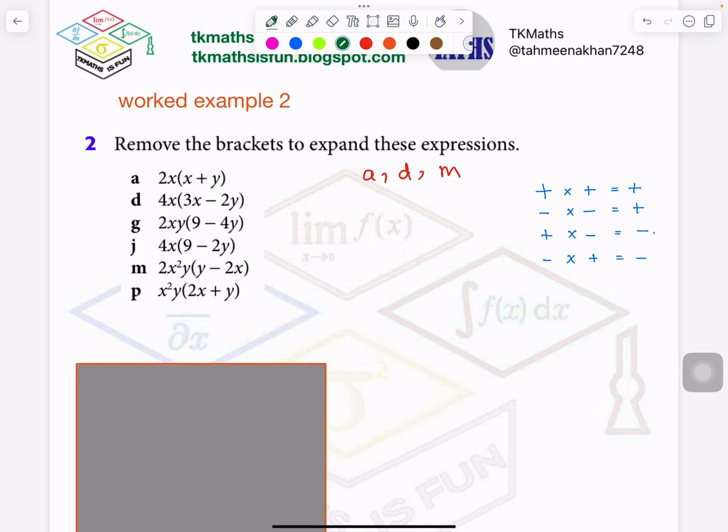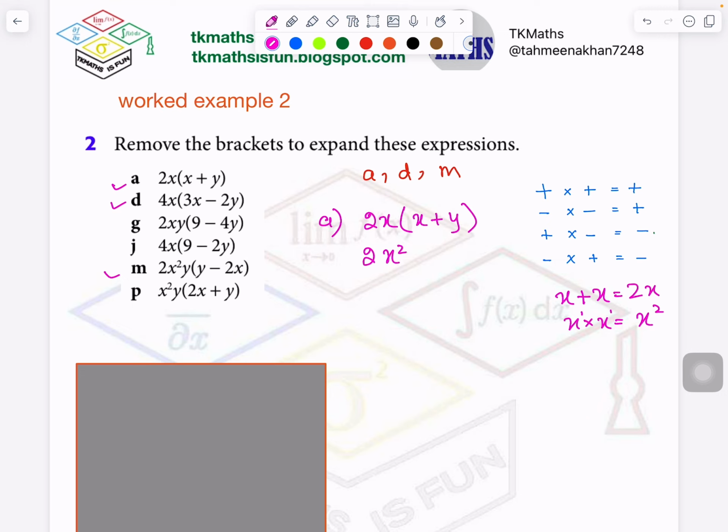Now I'm starting with part A. I will do parts A, D and M, and the other 3 parts I have solved here. You will try yourself first. So now it is 2x bracket x plus y. Now x multiplied by x is x square. Please remember one thing: x plus x means 2x, but x multiplied by x is x square because powers add up. In one of my videos I have explained indices; you can see the link below. When there is no number, it means it is 1. That is an understood thing.